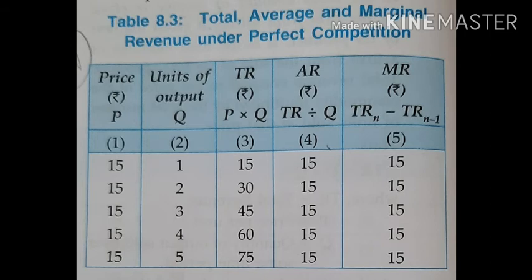Now, since AR is the same as price, and market price under perfect competition is not affected by variation in the firm's output, whatever the output may be, the price of the commodity will not change, right? So it is clear from the table that average revenue is the same, 15, at all levels of output. And graphically, this is the average revenue curve. What we are saying is that in perfect competition, average revenue and price are the same and they are constant, 15. That is what is shown in the table.